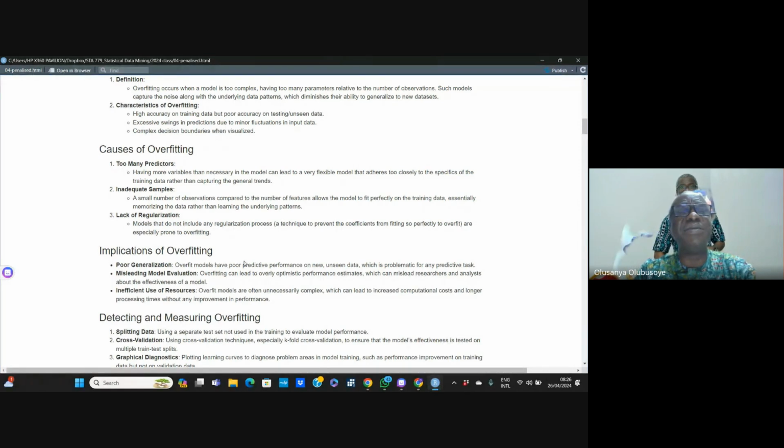Is capturing it could be overfitting, which means yes, it's doing well within the data, but when you now use the same model in a new data set, you will be surprised it's not able to predict very well.